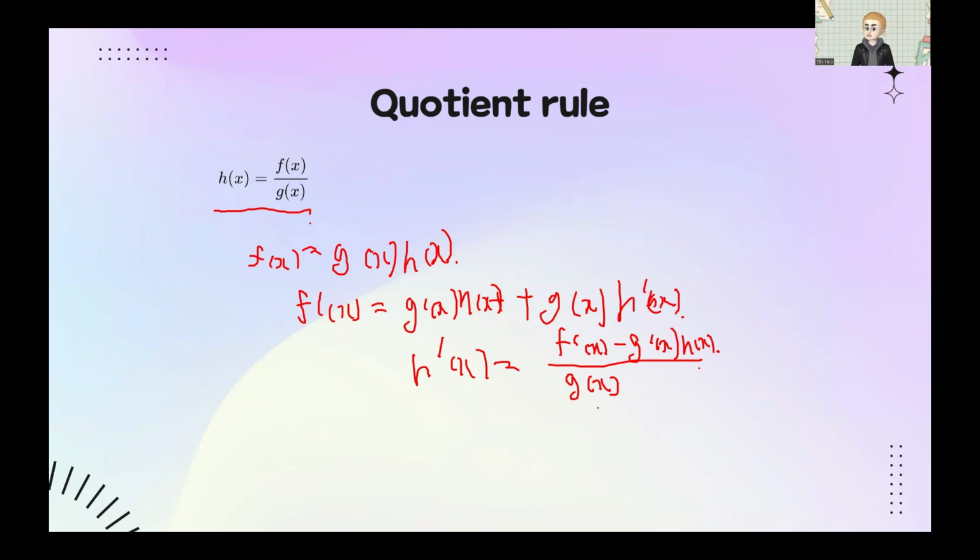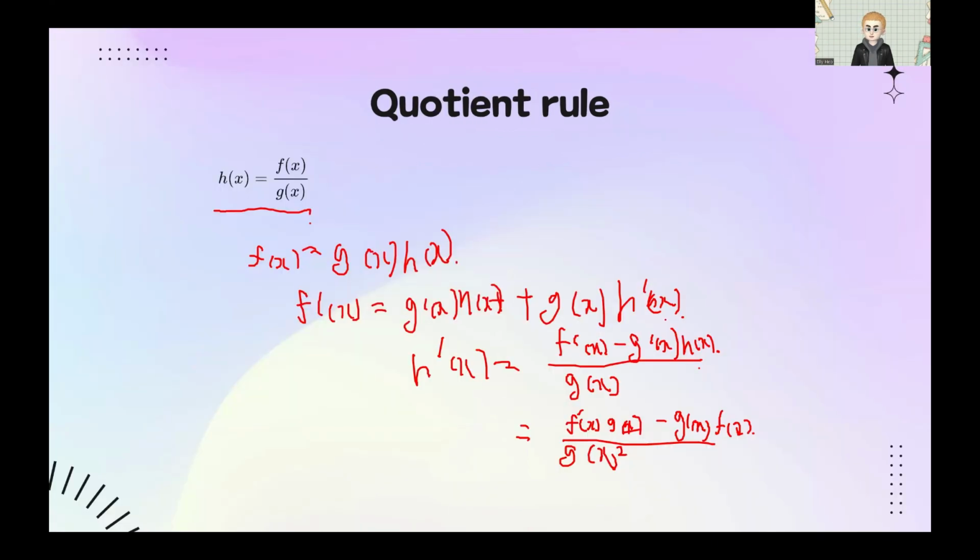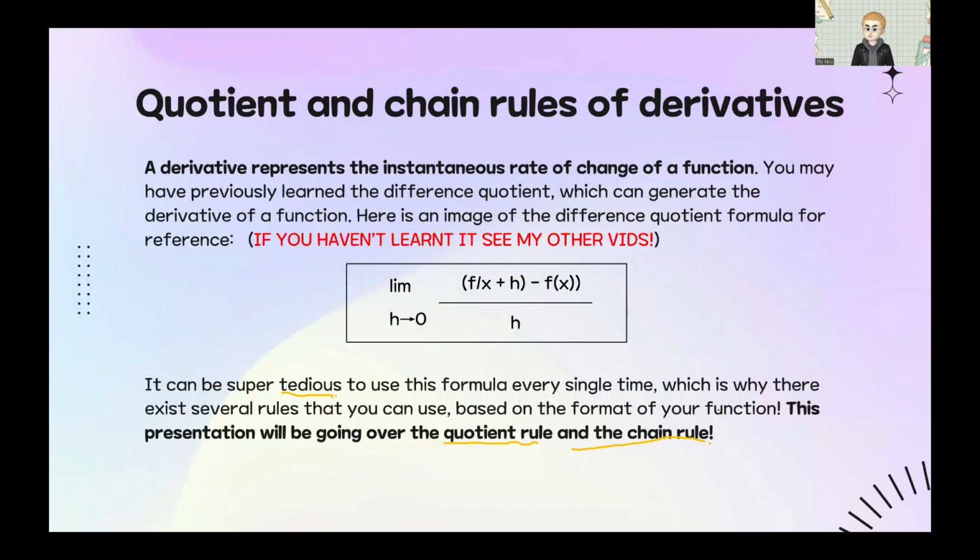And since h(x) equals f(x) over g(x), we multiply g(x) to both the numerator and the denominator, and we get g(x) squared in the denominator. What were we going to prove? h prime of x equals f prime of x times g(x) minus f(x) times g prime of x, all over g(x) squared.